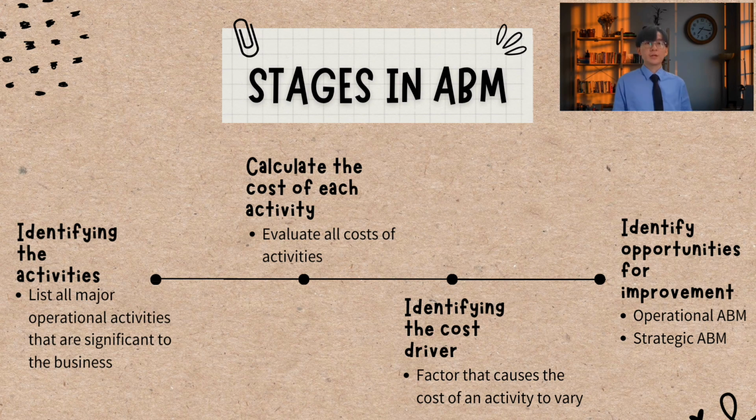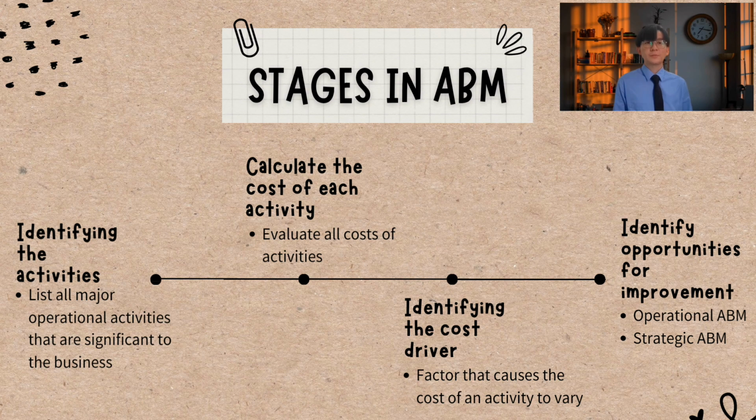The third stage of ABM is to identify the cost driver because it is a factor that causes the cost of an activity to vary. In traditional costing, the cost driver was volume of production and measured by using the number of labor hours or the number of machine hours, but in ABM, it is recognized that the cost of a particular activity may depend on something other than volume of output.